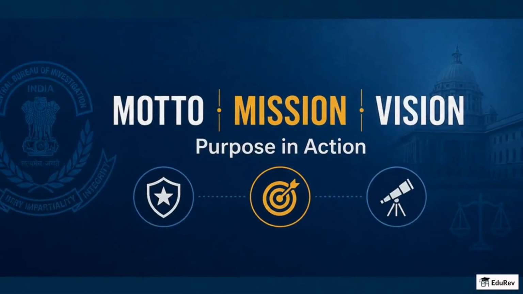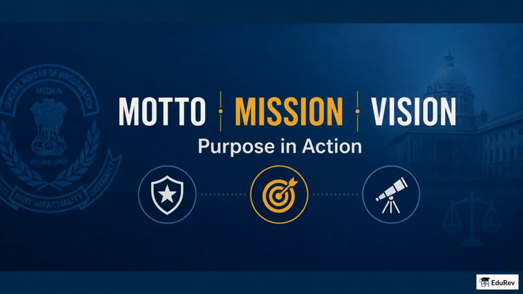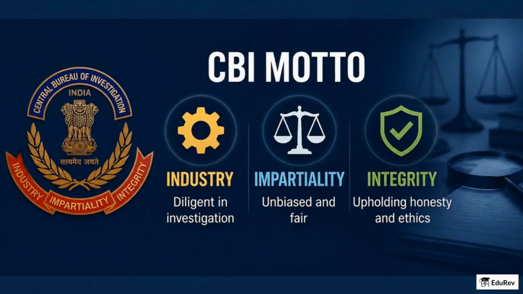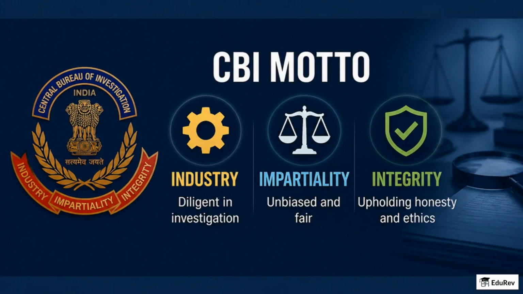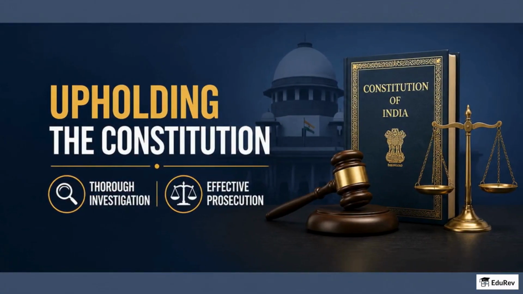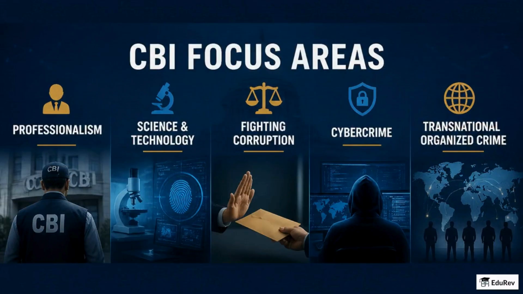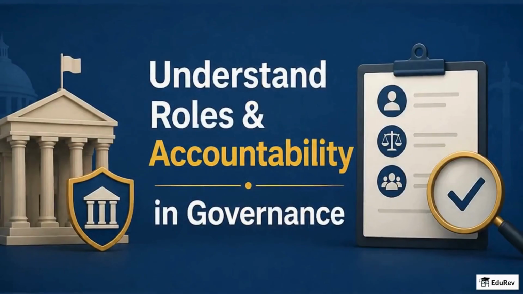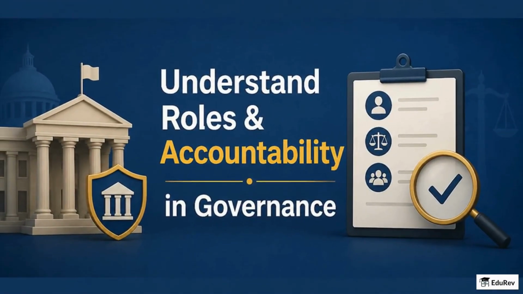Now let us look at the motto, mission, and vision so you can connect purpose with practice. The CBI motto is industry, impartiality, and integrity, which signals unbiased, diligent investigations. Its mission includes upholding the Constitution through thorough investigation and effective prosecution of offenses. The vision focuses on professionalism, use of science and technology, fighting corruption, cybercrime, and transnational organized crime. This helps you answer value-based questions about institutional roles and accountability in governance.